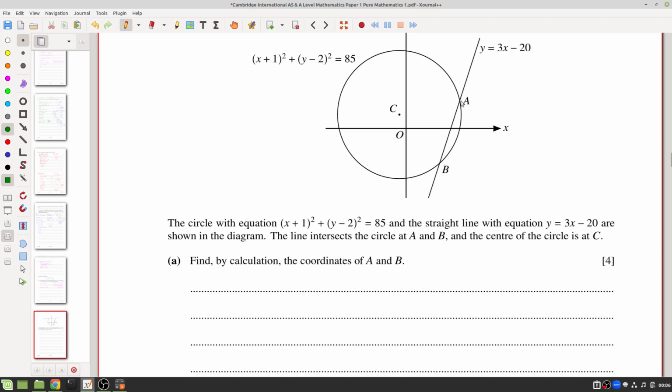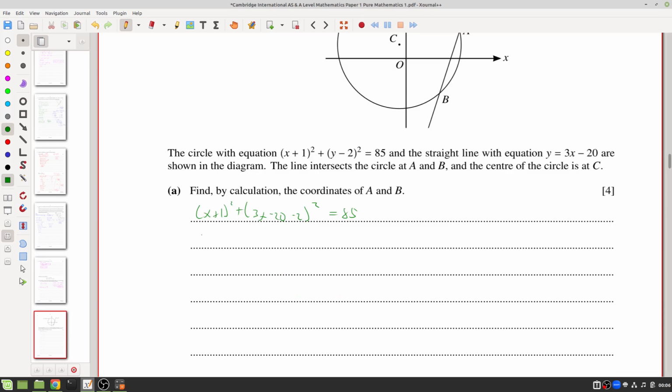Find by calculation the coordinates of A and B. Okay, so A and B, what happens there? We see the two graphs intersect at A and B. So where do they intersect? Well, at the points where they intersect, they're equal to each other. So we know already y equals 3x minus 20. So instead of y, we can put 3x minus 20. So we can say (x plus 1) squared plus (y minus 2) squared equals 85, where y is 3x minus 20.